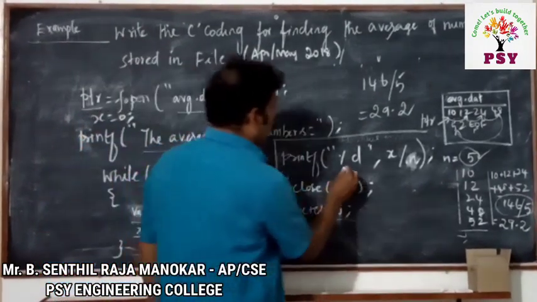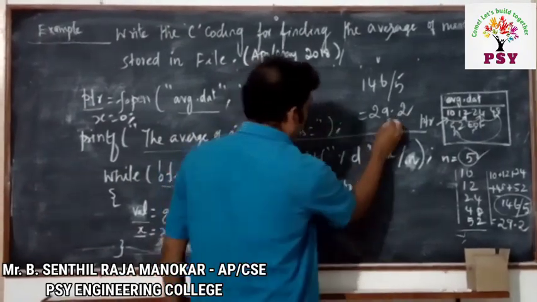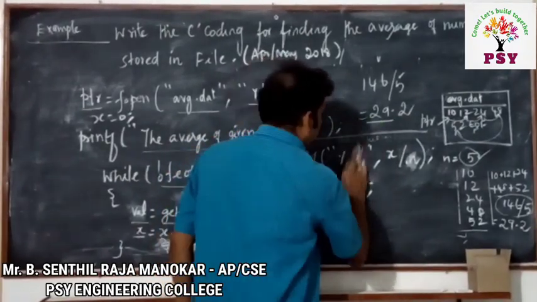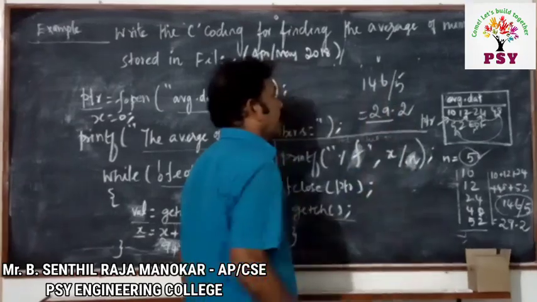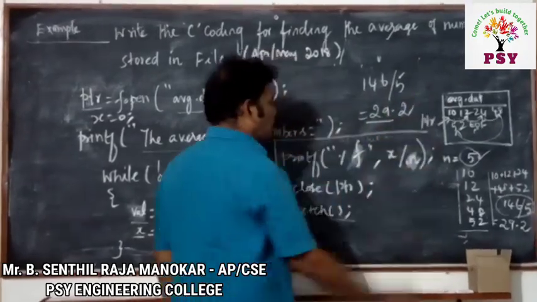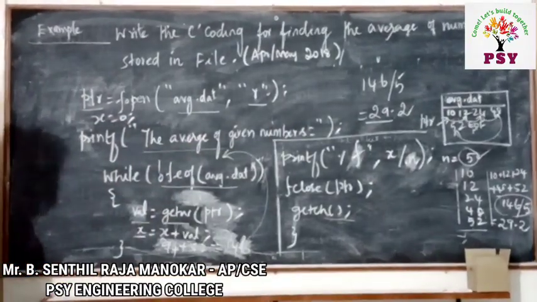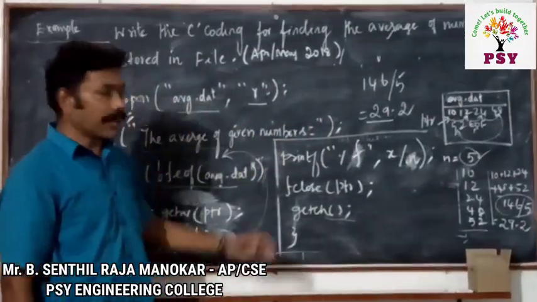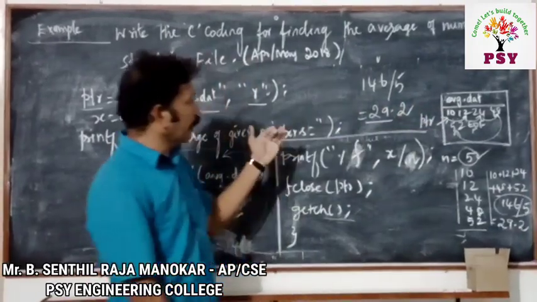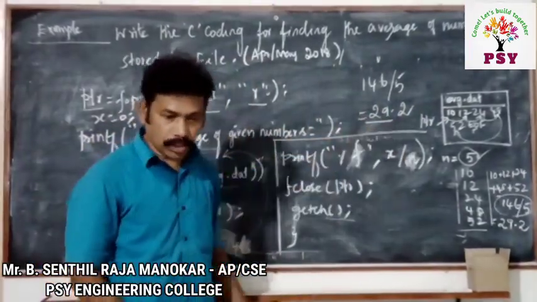If I write %d here, at that time only 29 is going to be printed. If I write %f here, then automatically 29.2 is going to be printed. That is also the right approach. So that is the answer which we are getting from the file to calculate the average. That's all. Thank you.